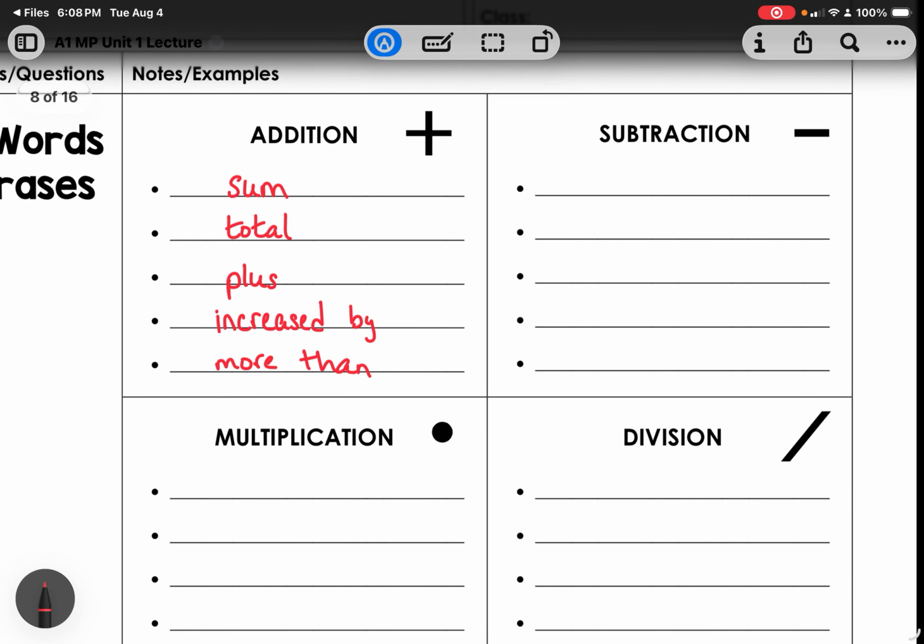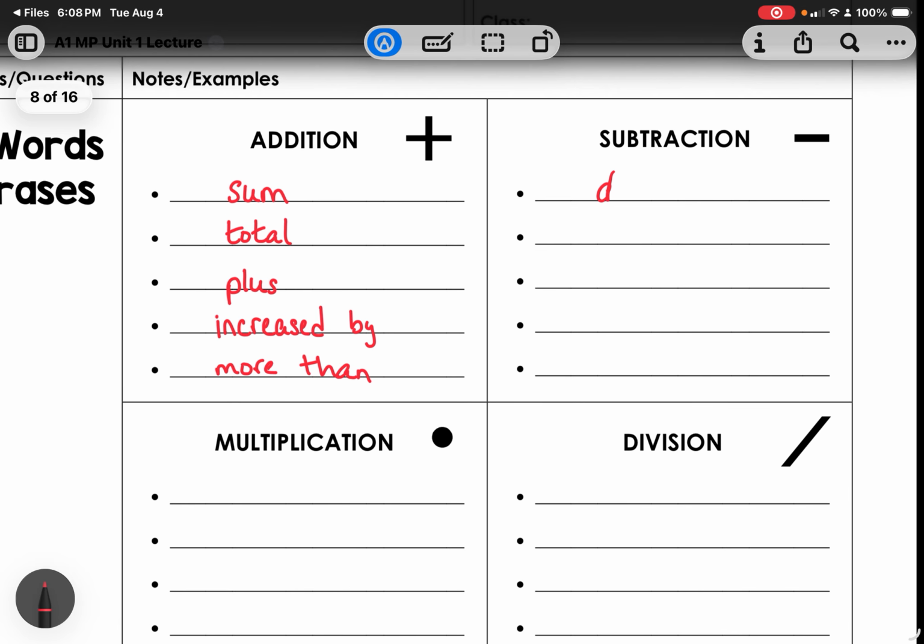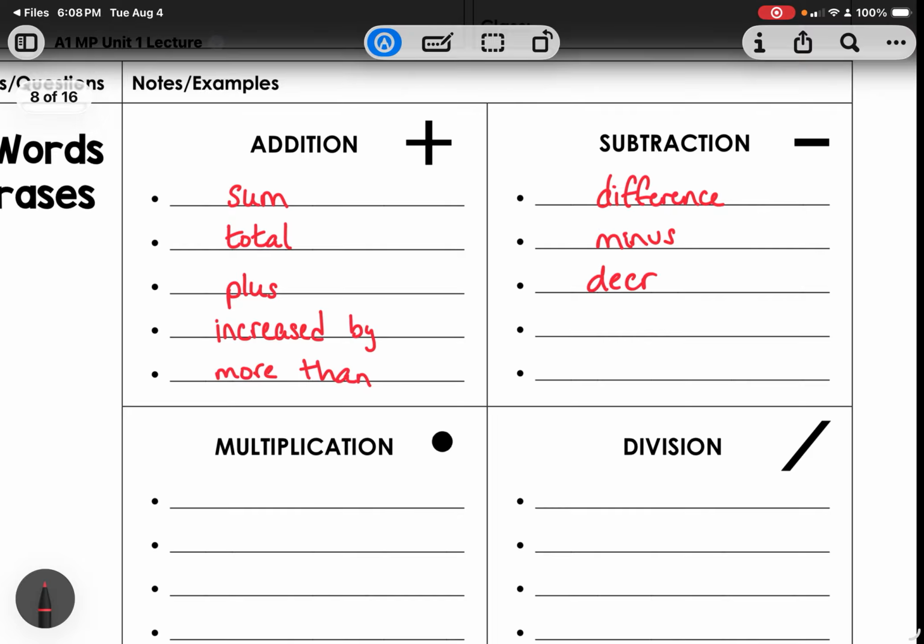For subtraction, the opposite of sum is difference. So that's the answer to a subtraction problem. Instead of plus, we would see minus. Instead of increased by, we would see decreased by. And then instead of more than, we might have less than. And subtracted from is another one.